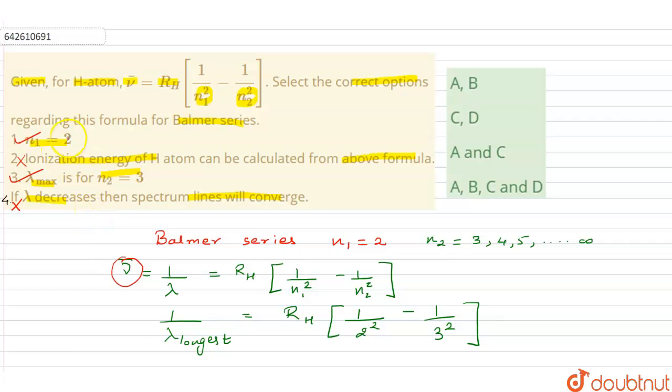So altogether we are having the first and the third statement which go true for the Balmer series. Hence we mark option A and C to be correct, which reflects in option number 3. In fact, this was A, B, C and D. So A and C is correct and hence we mark option number 3. I hope you understood the explanation.